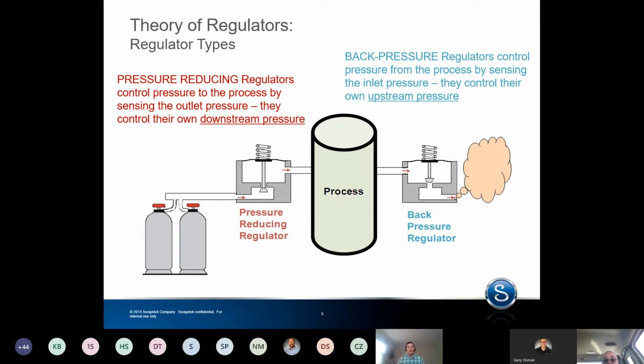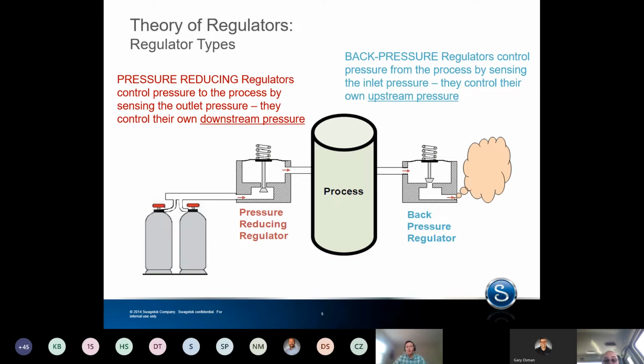So back pressure regulators are controlling the upstream pressure, and they're keeping that pressure within a specified limit, right? So you can use back pressure regulators to relieve excess pressure, things like that. Almost think of them as a very sensitive relief valve, right? Obviously, they don't slam open and dump a bunch of pressure, but they operate in a similar way.